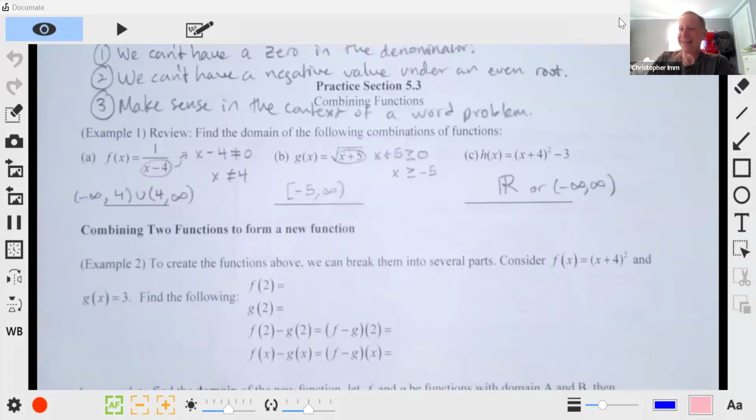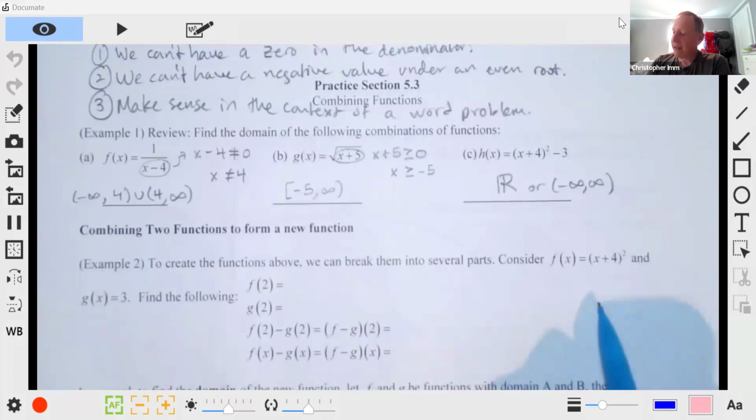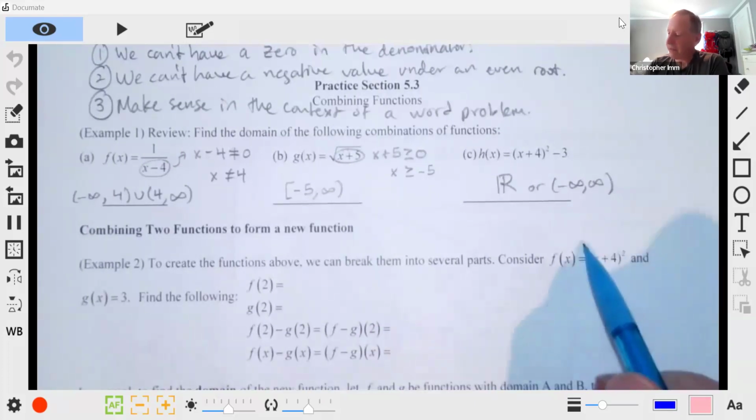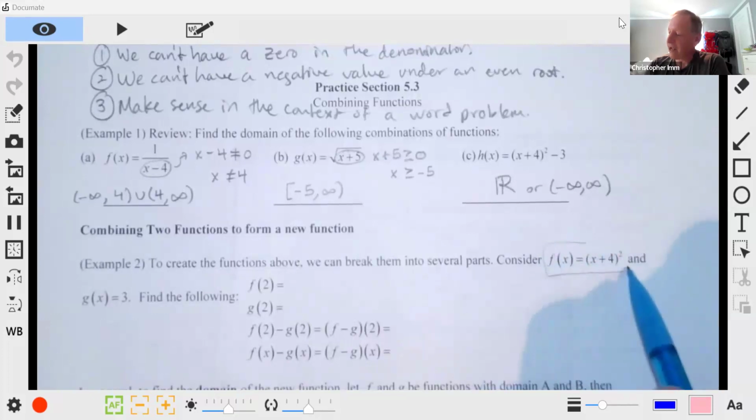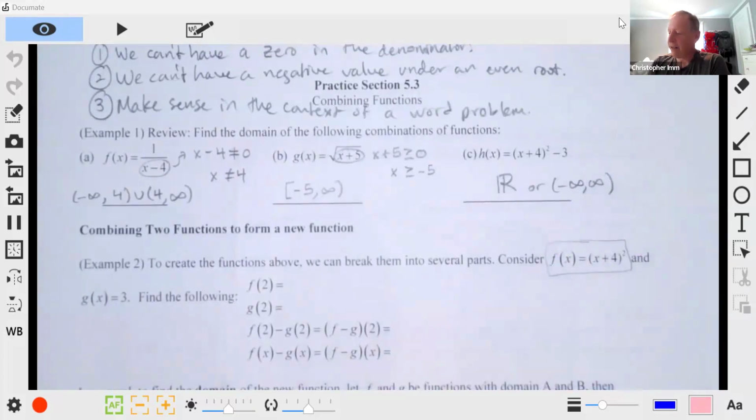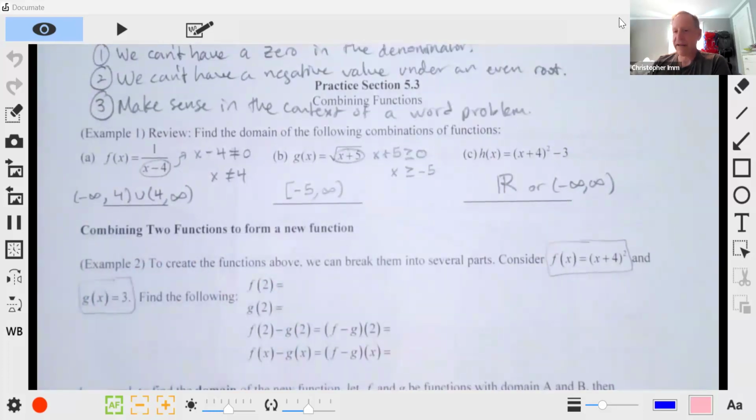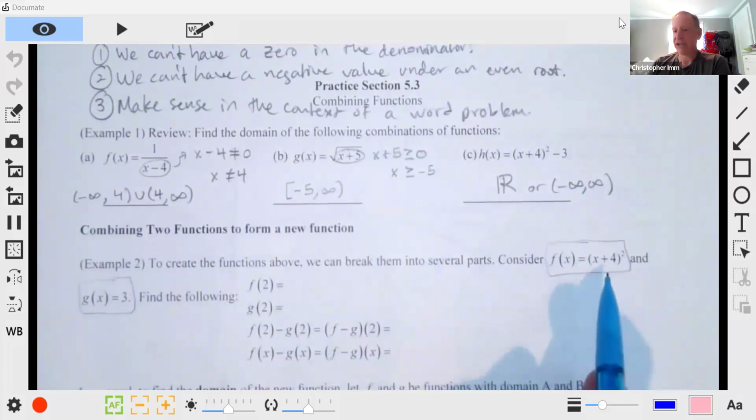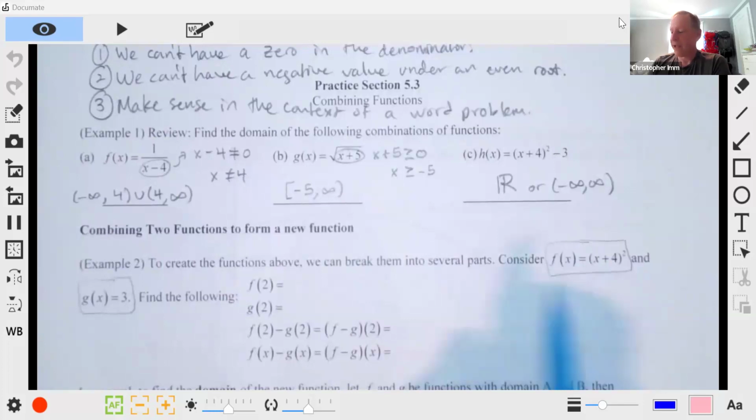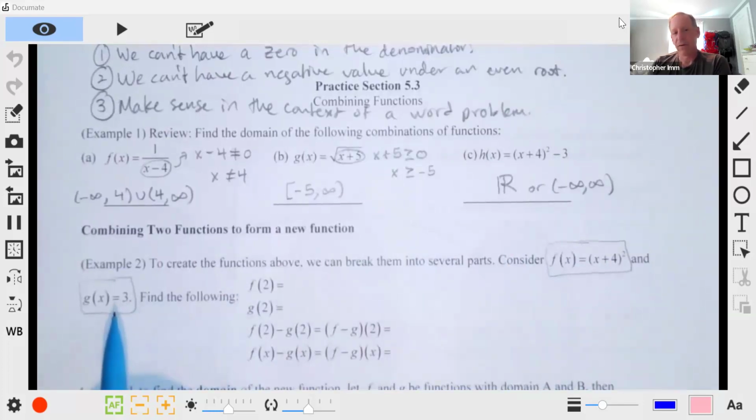So now in the context of combining functions, we can actually do that. So let's say, for instance, f of x is equal to this function (x plus 4) squared, and g of x is equal to 3. So we have a parabola that's been shifted to the left 4. We have a horizontal line at y is equal to 3.